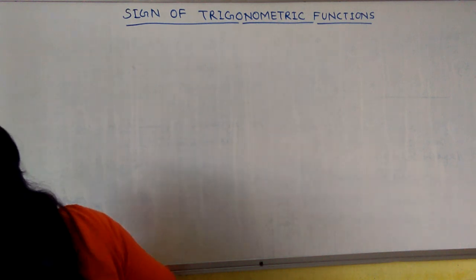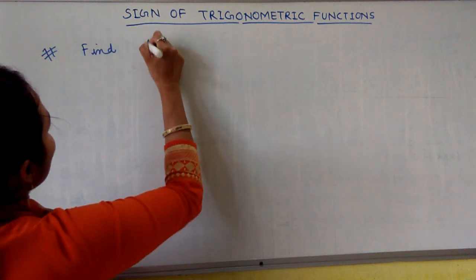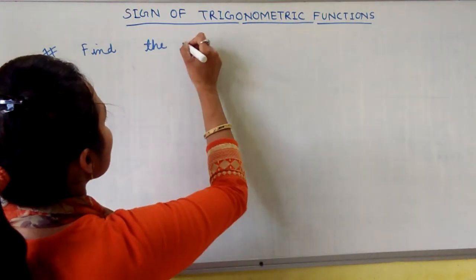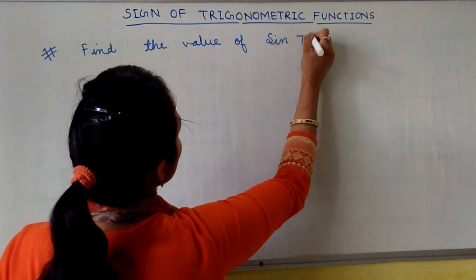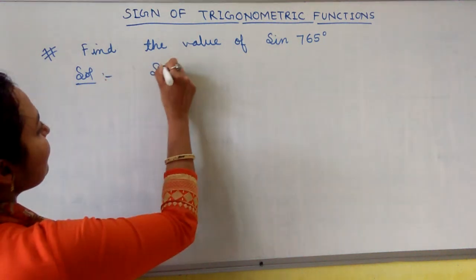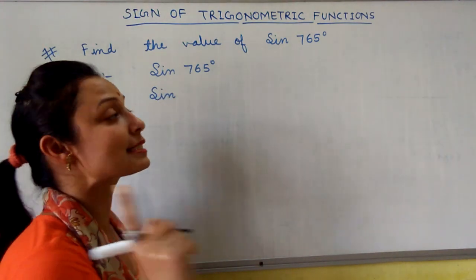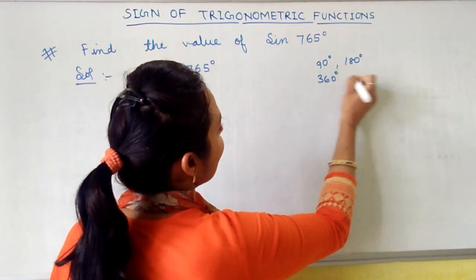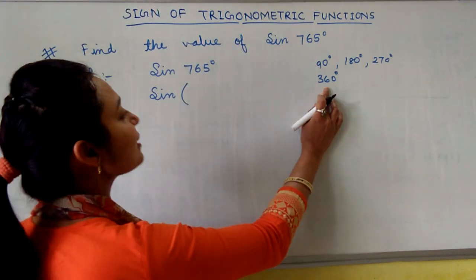First is, find the value of sine 765 degree. How can we find sine 765 degree? I will take the help of only the standard angles, either 90, 180, 270 or 360. So I will take the help of these standard angles, but it is near about 360.